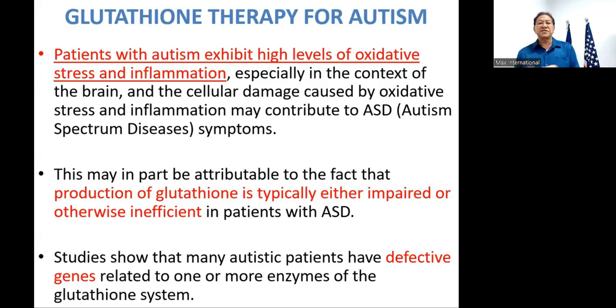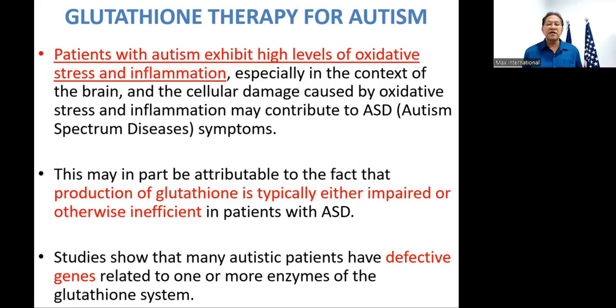Okay, and further studies have shown that in many of them, the low level of glutathione is because of impaired production. Right? We all produce glutathione, and in ASD patients it's found that glutathione production is either impaired or inefficient. In fact, some studies show that many autistic patients have defective genes related to one or more enzymes of the glutathione system. So that means they have problems producing healthy levels of glutathione.